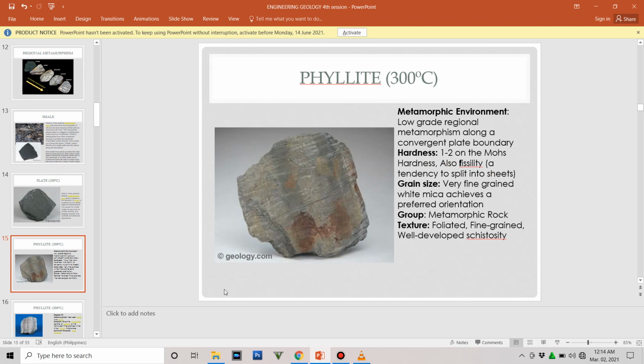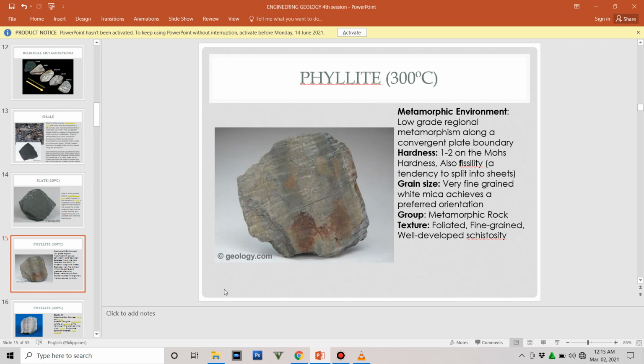And then we have phyllite, at about 300 degrees Celsius temperature. So this is found at a depth that is deeper than that of the slate. So still it is categorized as low-grade regional metamorphism. Okay, so it is because of convergent plate boundary. Yun nga, we are talking about regional metamorphism here.